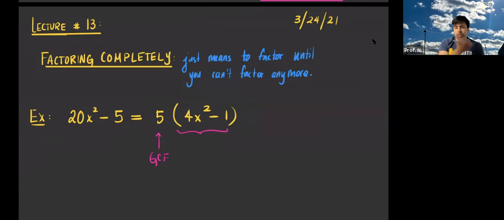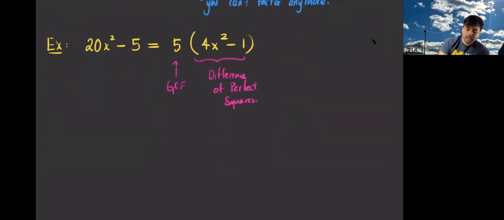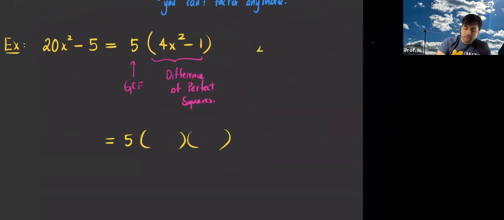Yeah, that's right, Kalani. This is a difference of perfect squares. 4 is a perfect square. 1 is a perfect square. X squared is a perfect square. So then how do we factor that? What does 4x squared minus 1 factor into? Does everyone see that or not yet?